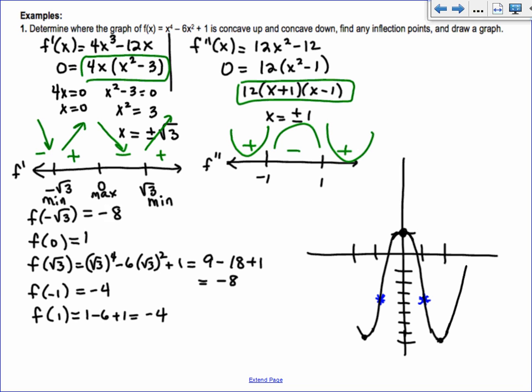Right, and then it just goes up. It's where it's changing from concave up to concave down. Okay. And then you would label each of those.